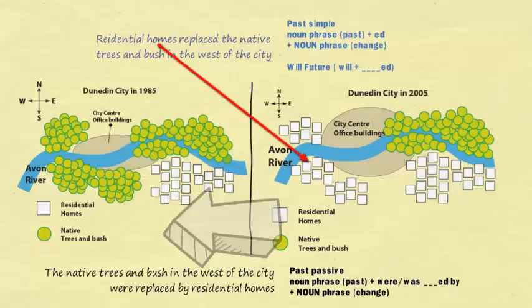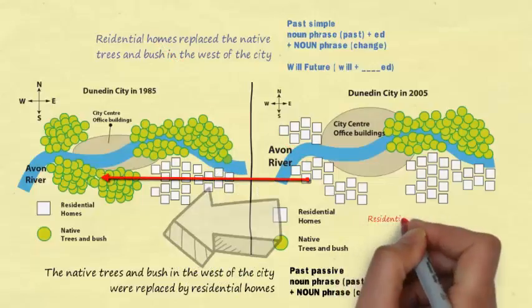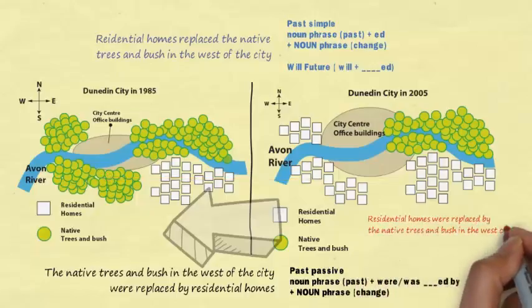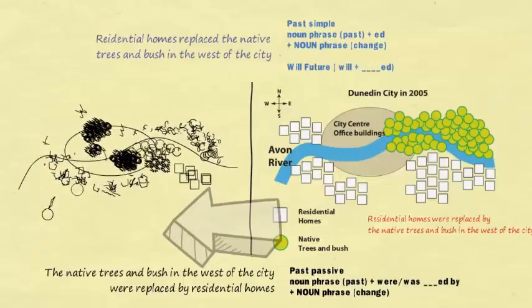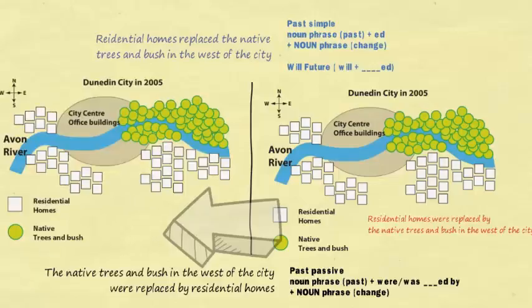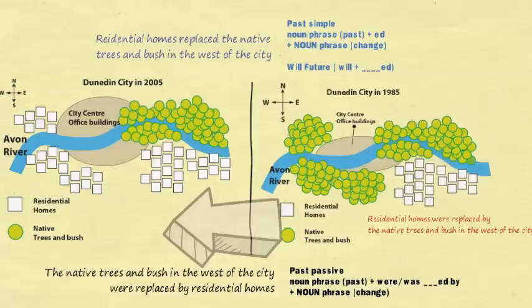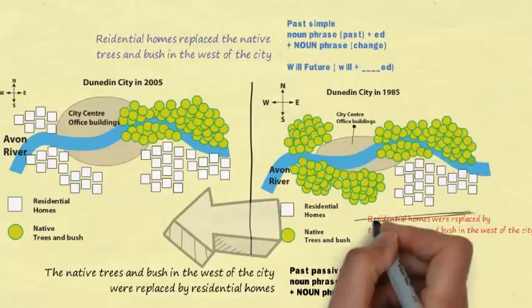Now that might not seem important, but it really is quite, because if you don't get that correct and you write as it's been written in the red here, residential homes were replaced by the native trees and bush in the west of the city. Now that grammar is fine actually, but the meaning is completely the opposite and it's going to look like this. So now you see that the person has not described the change at all. In fact, they've said the opposite. So it's really important that you get that correct.